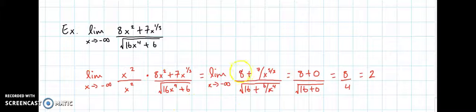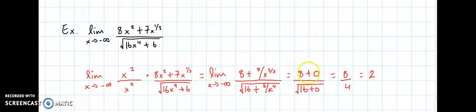That would give us the limit of 8 plus 7 over x to the power of 5 over 3 all over the square root of 16 plus 6 over x to the power of 4 as x approaches negative infinity. The limit of 8 stays as 8. Because this value is over x, the limit of this is 0. Here, the constant stays the same. And since this value is over x, the limit also becomes 0.